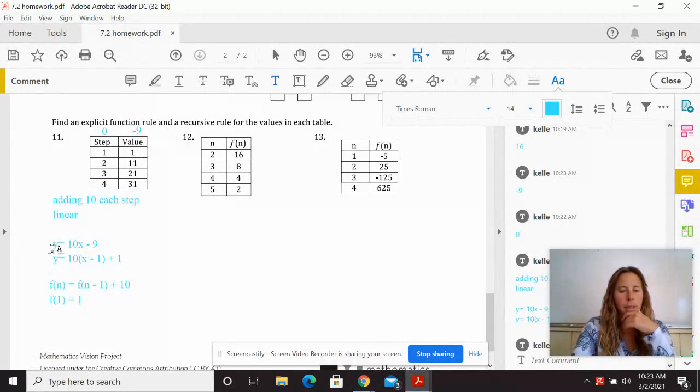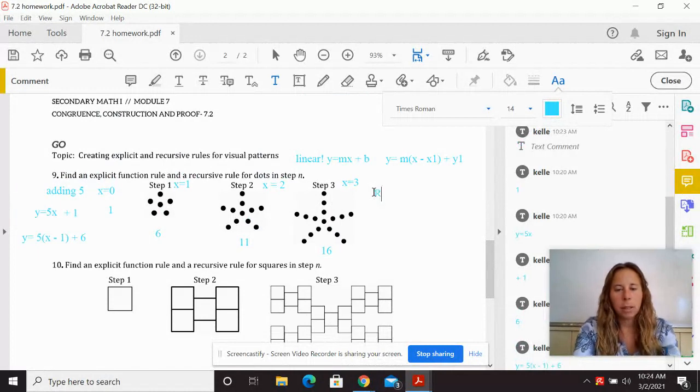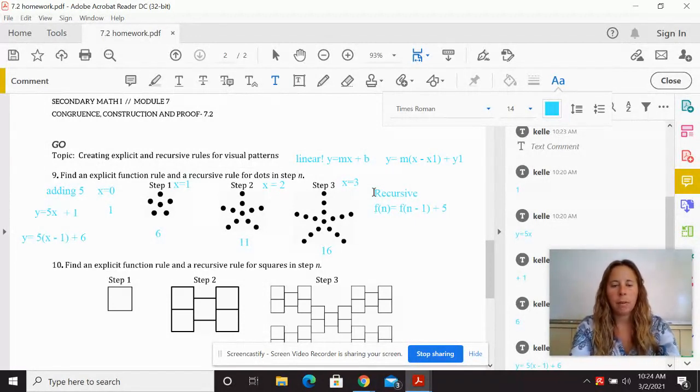This is explicit. This is recursive. Okay, let me go back up and do recursive up here. Sorry about that. Recursive f of n equals f of n minus 1, which just means your previous term, and then we are adding 5 each time. So plus 5, and identify where you start.